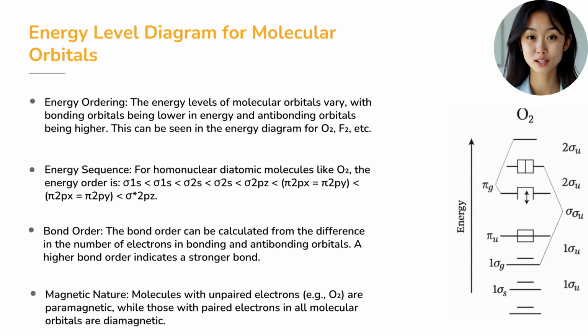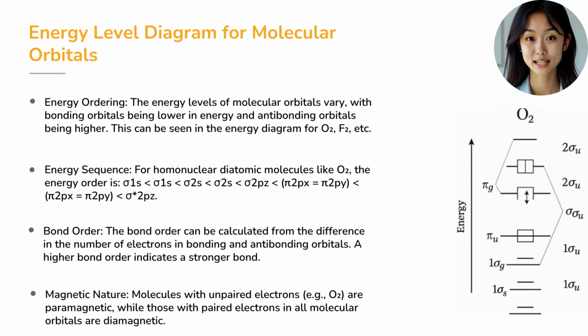Let's now talk about how these orbitals are arranged in energy. In a molecule, the molecular orbitals are organized in a specific order based on their energy levels. For example, when two 1s orbitals combine, they form two orbitals, one bonding, called sigma-1s, and one antibonding, called sigma*1s. This same pattern follows for other orbitals like 2s and 2pz for homonuclear diatomic molecules like oxygen, where we observe an increasing order of energies.